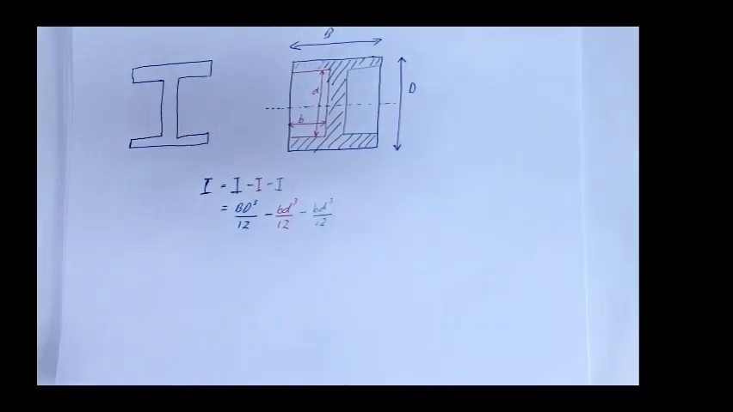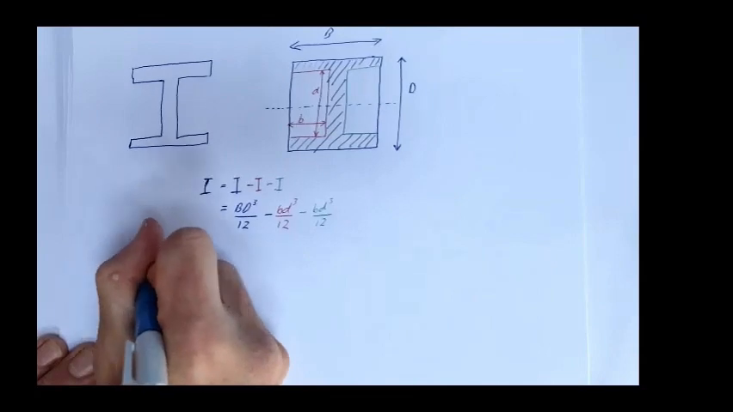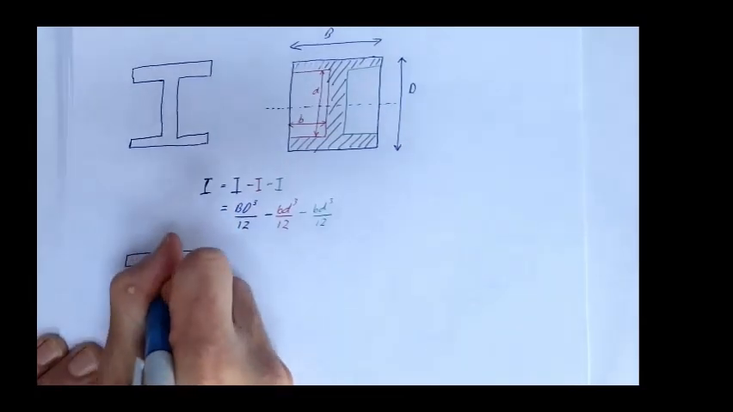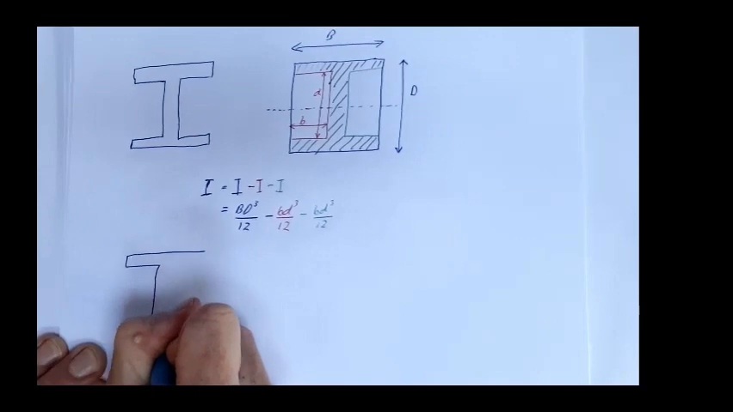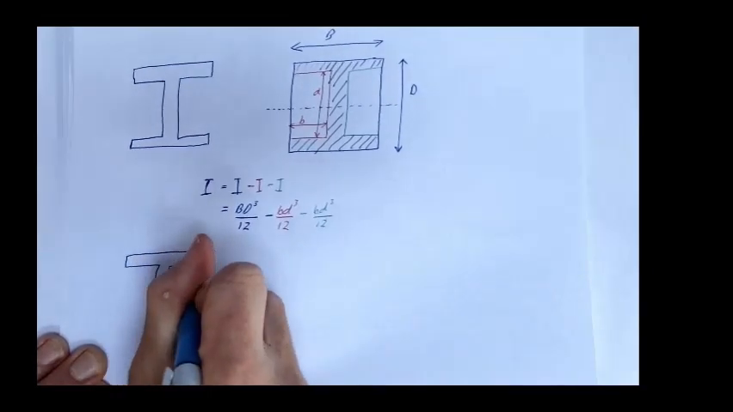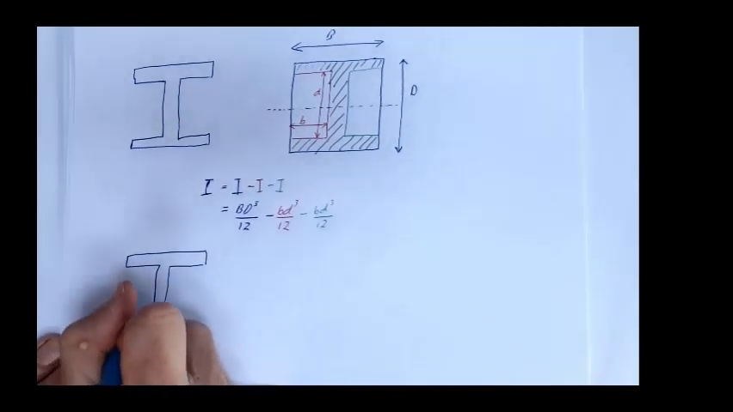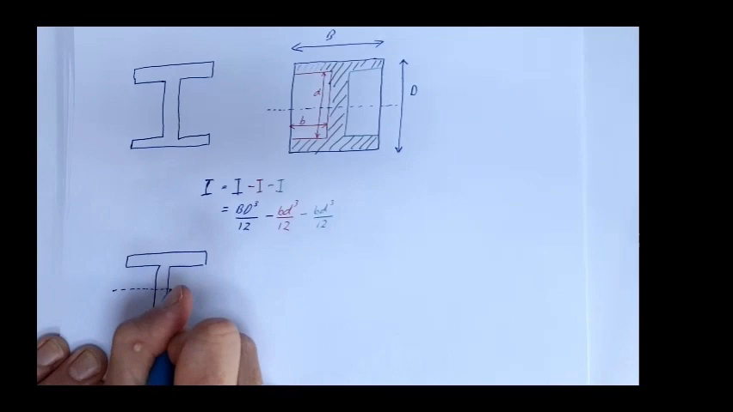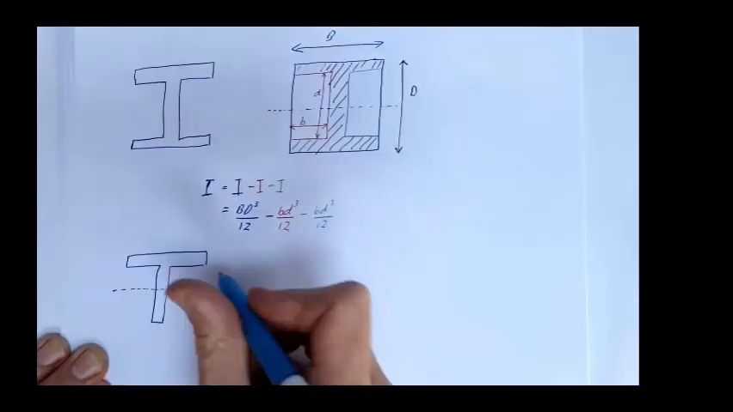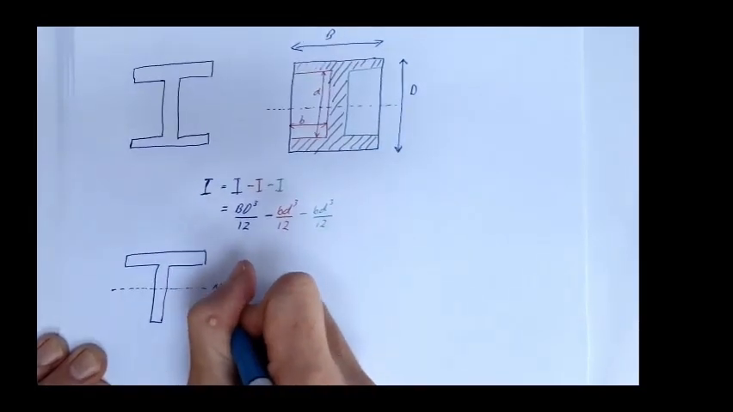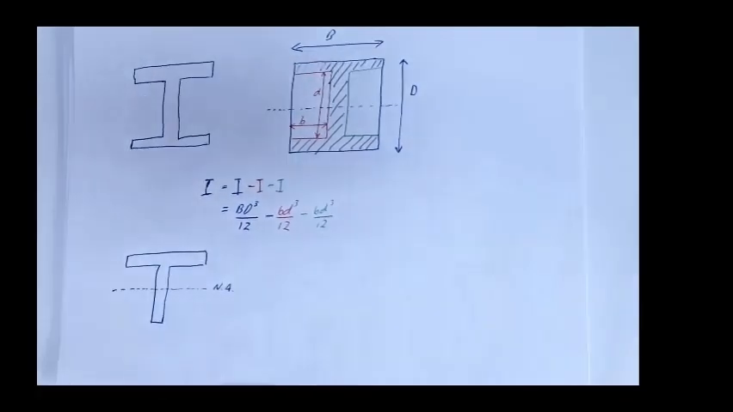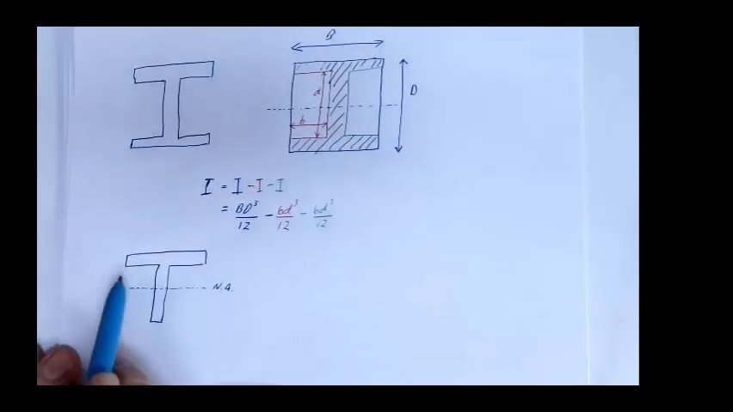Alternatively, we might have a section which is slightly more complicated, so we can't actually do that. Let's consider a T section. We've got a beam which looks something like this. And the neutral axis of that beam is going to sit somewhere like that. So there's my neutral axis. Now, how can we calculate the second moment of area of that section?